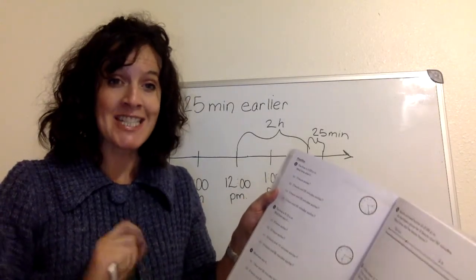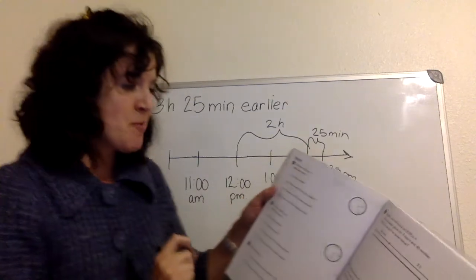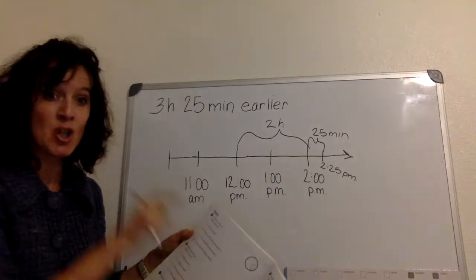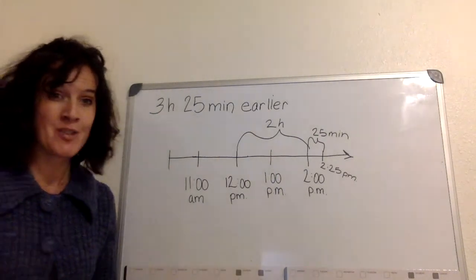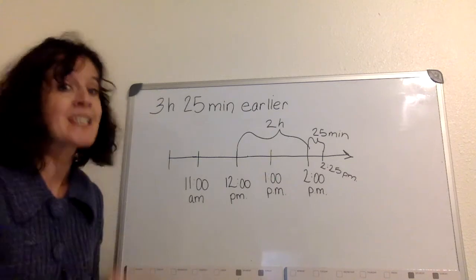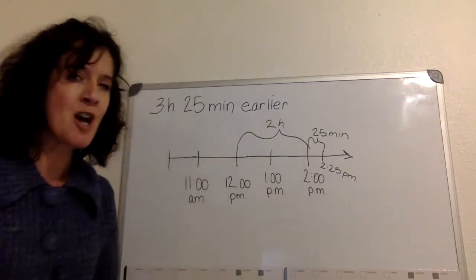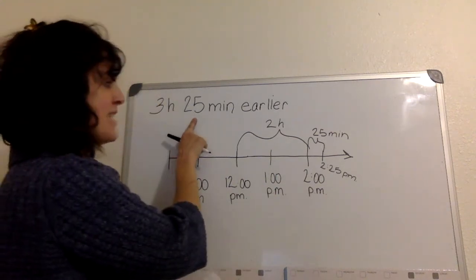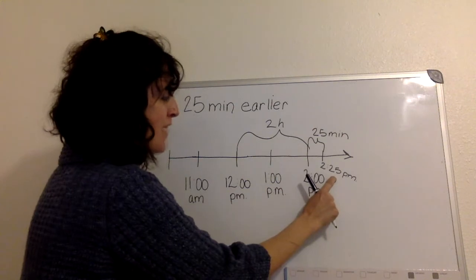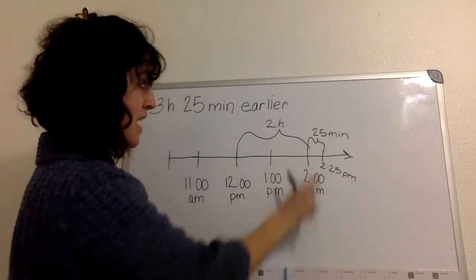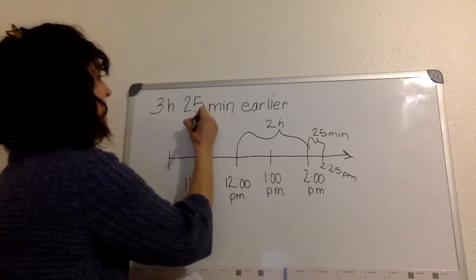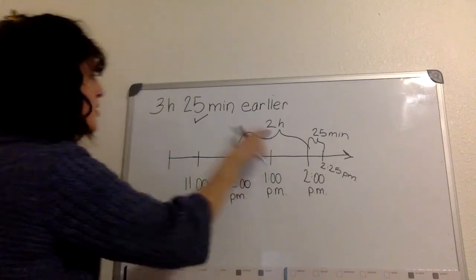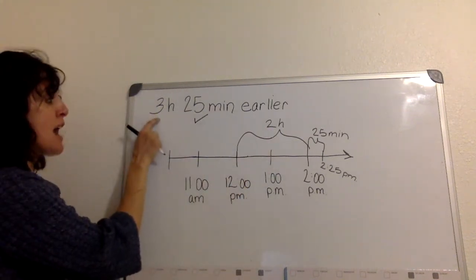Now we're on letter C. Look at the difference between this one and the last one. The last one was 2 hours and 25 minutes earlier, and this one is 3 hours, 25 minutes earlier. It's just subtracting 1 extra hour. So I kept all my work up here. We can reuse a lot of this. We have the same minutes, and we know that going from 2:25 p.m. back to 2 o'clock p.m. was 25 minutes. That takes care of the minutes. They're done and taken care of. Now, this is 2 hours, but we need to go another hour back.